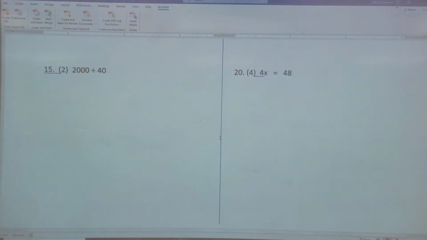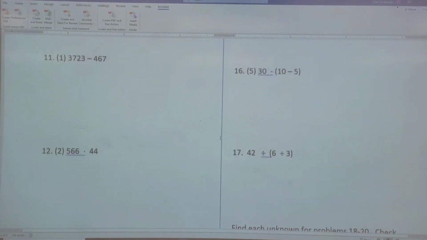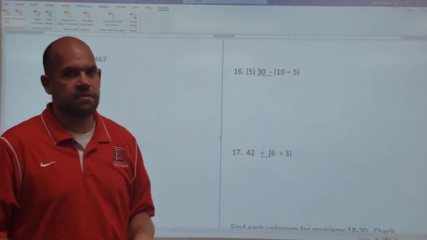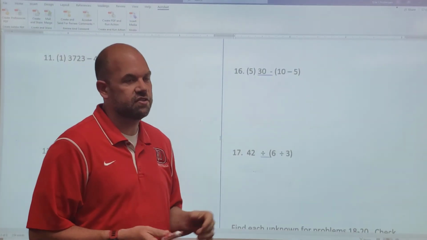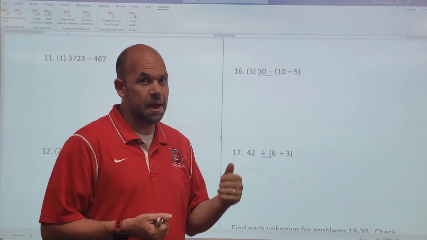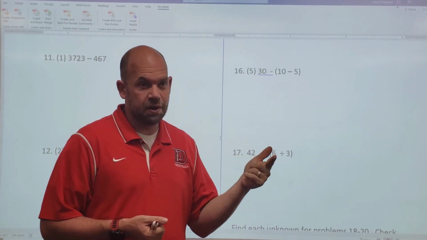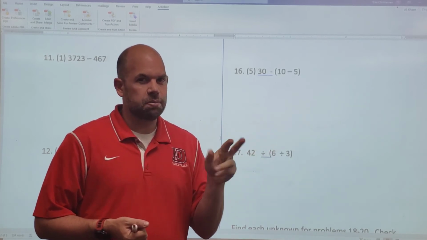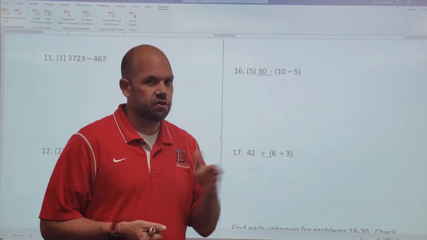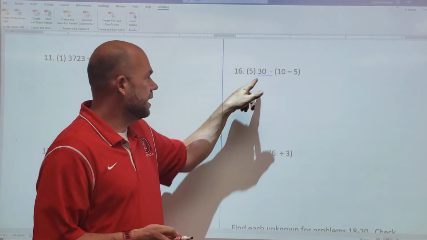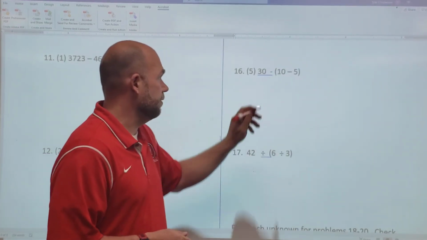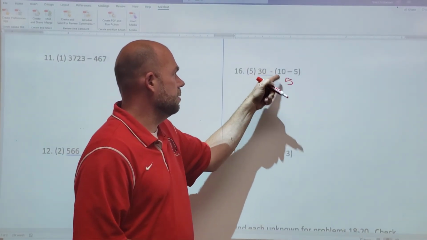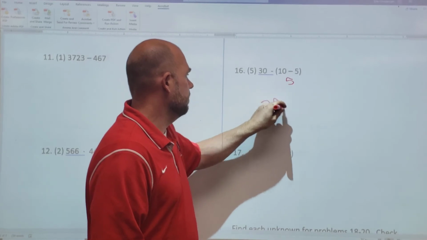All right. Now we're going to head back up. Final stretch here. Number 16 is looking at 30 minus (10 minus 5). Here we're looking at our order of operations. Now remember, with order of operations, PEMDAS: parentheses, exponents, multiplication, division, addition, subtraction. Remember, multiplication and division doesn't matter the order, it just goes left to right, and same with addition, subtraction. But here we have parentheses, so we need to do that first. 10 minus 5 is 5. And then we can just go from left to right. 30 minus 5 is 25.